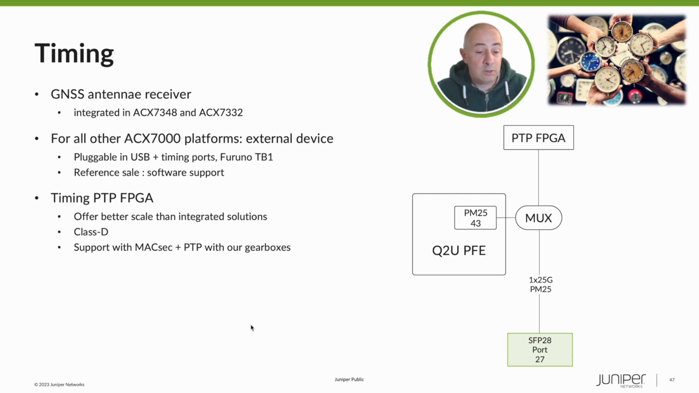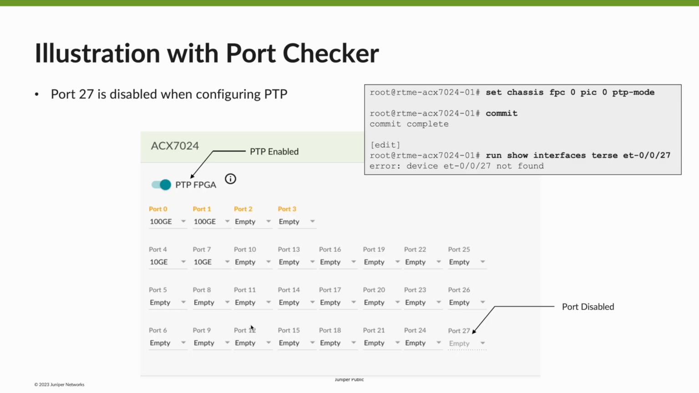The second differentiator is the PTP FPGA that we have on all 7000 products. That is something we are building ourselves. It gives us very high scale, number of peers, and Class D quality. And also with the choice of PHY, we are guaranteeing PTP over MACsec. So when we configure the PTP features, we're going to have to disable a revenue port. And that's what I'm illustrating here with the port checker on the ACX7024.